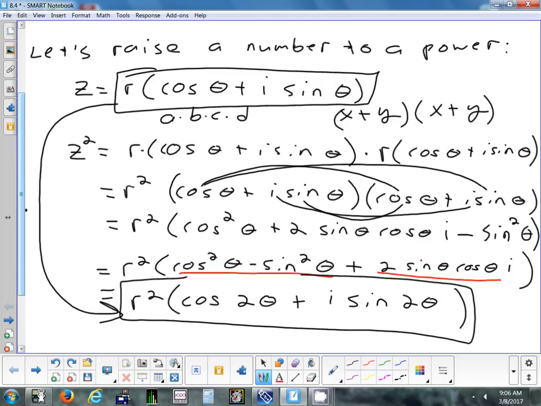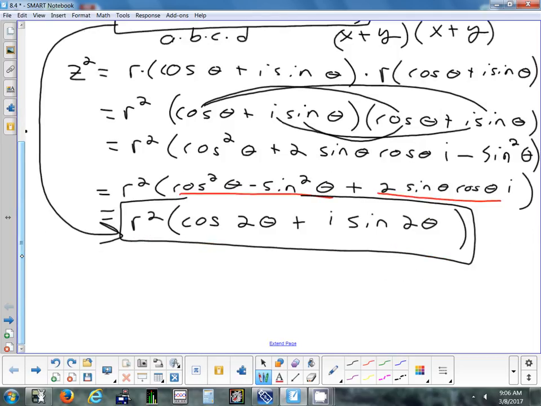Okay, so we doubled the angle, right? Where did this 2 come from? Why do you think it turned out to be a 2 and not a 3 or a 4 or something else? Because we squared. Squaring is a 2. So we ended up multiplying the angle by the exponent. And then what about the radius? We just squared it. And that 2 from there came from squaring.